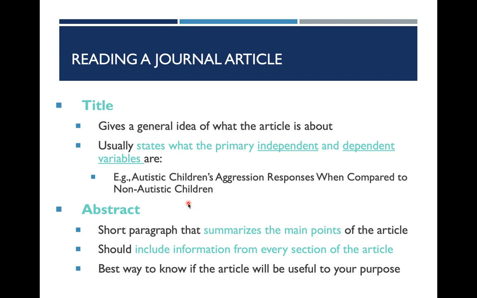So let's imagine that I'm interested in autism, but I'm not interested in aggression in autism. I'm interested in social behavior and autism. And somehow I stumbled upon this paper, Autistic Children's Aggression Responses when compared to non-autistic children. I'm not really interested in aggression, but do they have any social component? Is this maybe social aggression? In which case I might be interested in this paper.